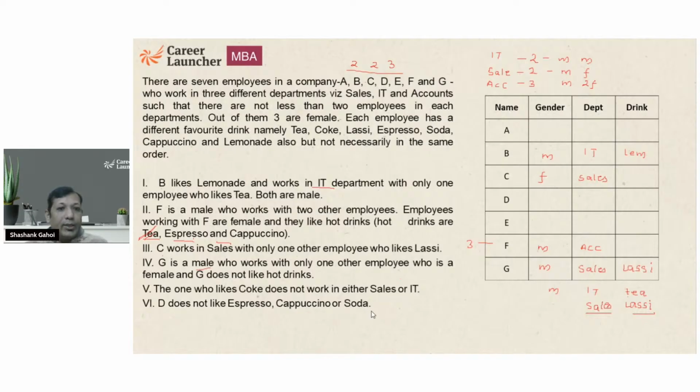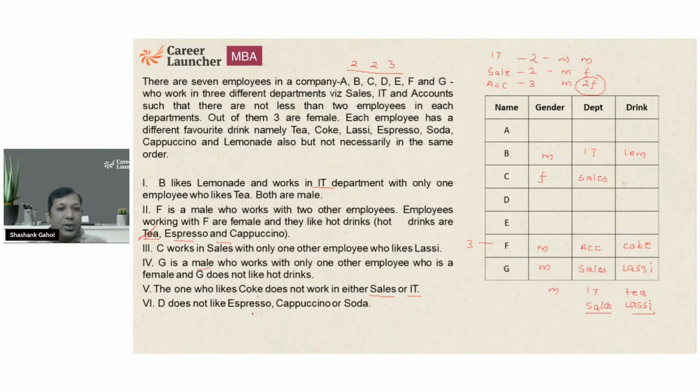Okay. The one who likes Coke does not work in either sales or IT. So basically, the person who likes Coke must be from the accounts department, and in the accounts department, both females like hot drinks. It means the Coke is liked by the one who's not a female, who must be a male. It means F must like Coke. So this is what we have concluded so far.